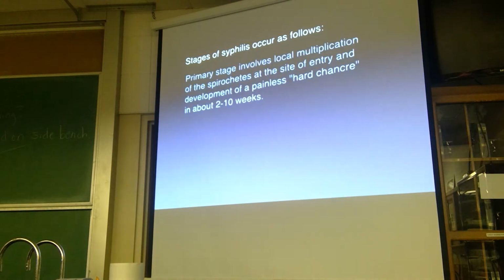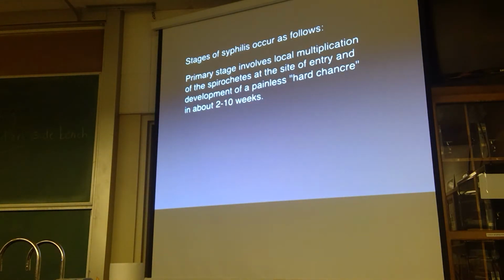There are stages of syphilis: primary, secondary, and tertiary, and the first two are treatable with antibiotics. The third is really tough to treat because these guys get into the cerebrospinal fluid and into the brain, and it's hard to get drugs there. So in the primary stage, there is local multiplication of the spirochetes where they've gotten in. This produces a hard canker.